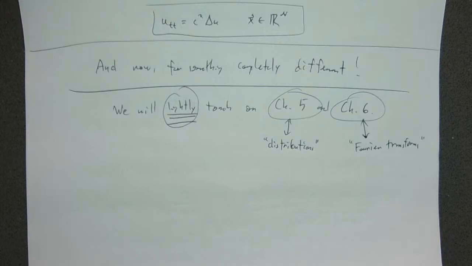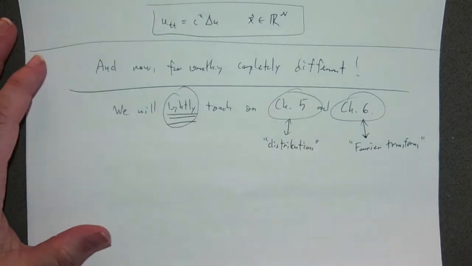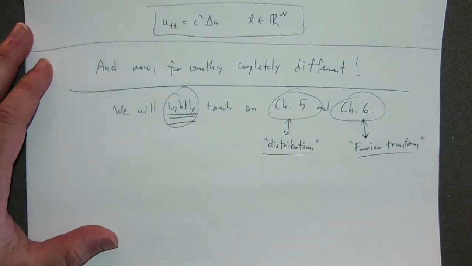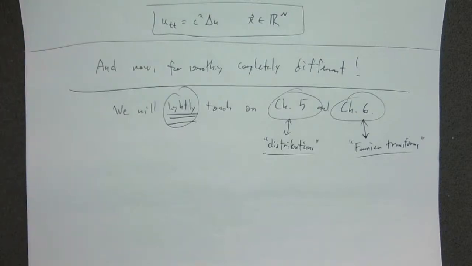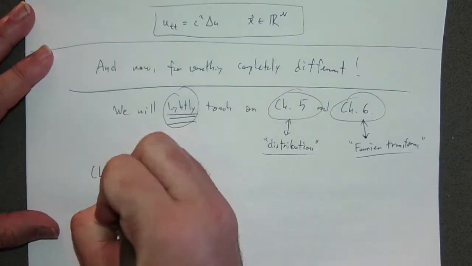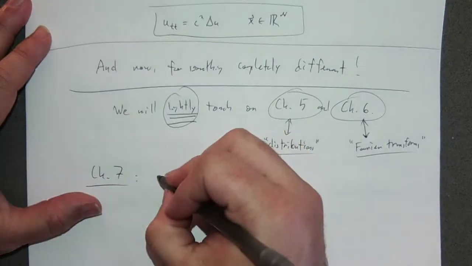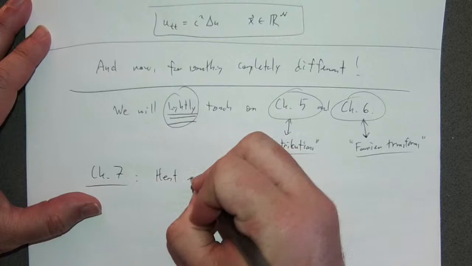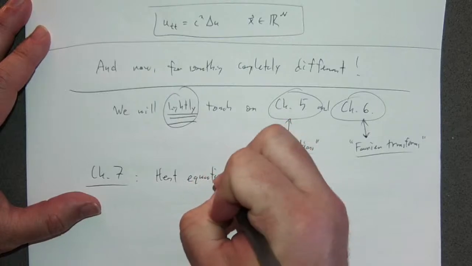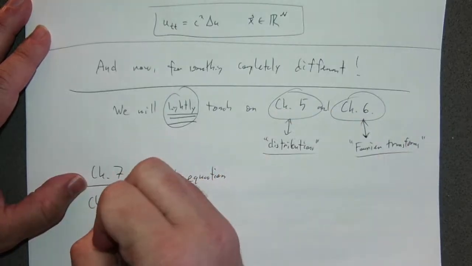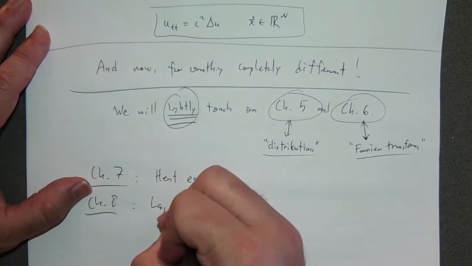So what is the point of even lightly touching on these things? We need both of these to make sensible statements about what we're really interested in, which is what comes next. So chapter 7 is the heat equation, and chapter 8 is Laplace's equation.